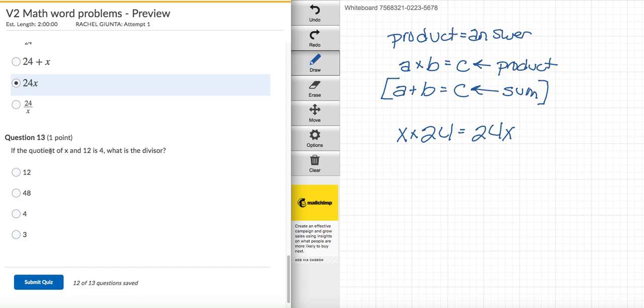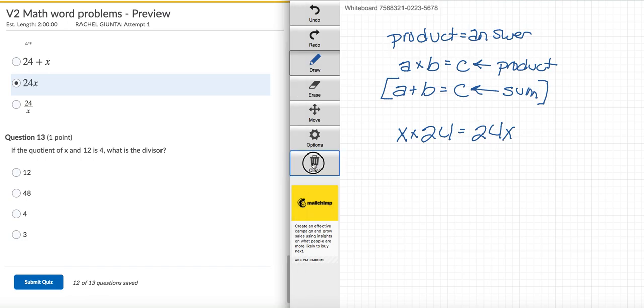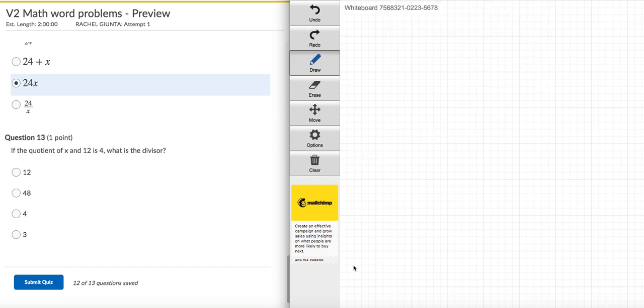Now we've got, if the quotient of x and 12 is 4, what is the divisor? Quotient means division, and it means the answer to a division problem. So I'm going to erase that. And so if it's a quotient, then it's the answer to something like A divided by B equals C. Now the answer to that is called a quotient.